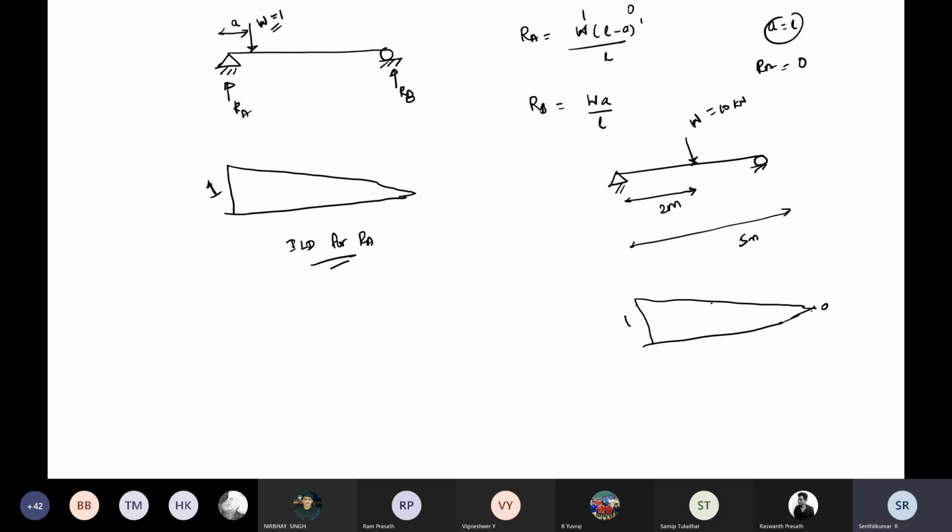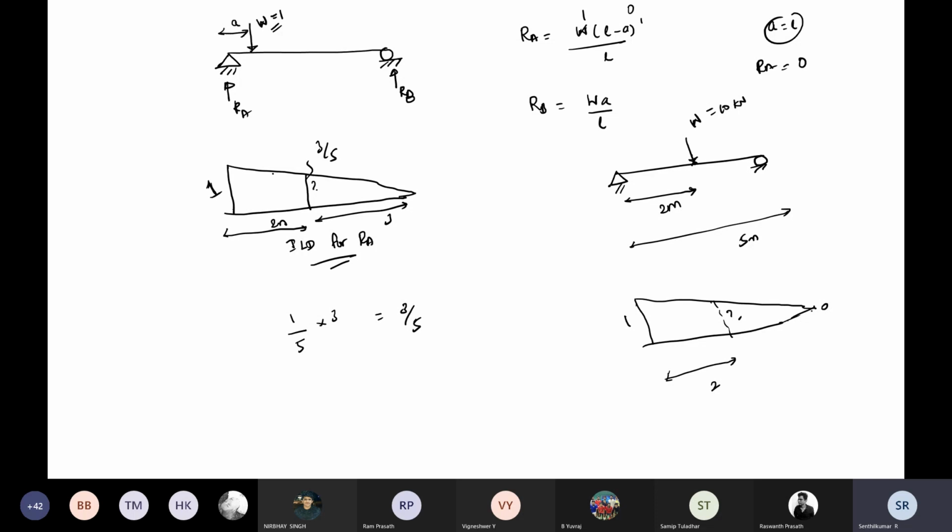But now where is the load? It is at 2 meter. I just want to know what my ordinate is at 2 meter. For a span of 5 meter, my ordinate value is 1. For the remaining 3 meter, how much will it be? The ordinate value will be 3 by 5.